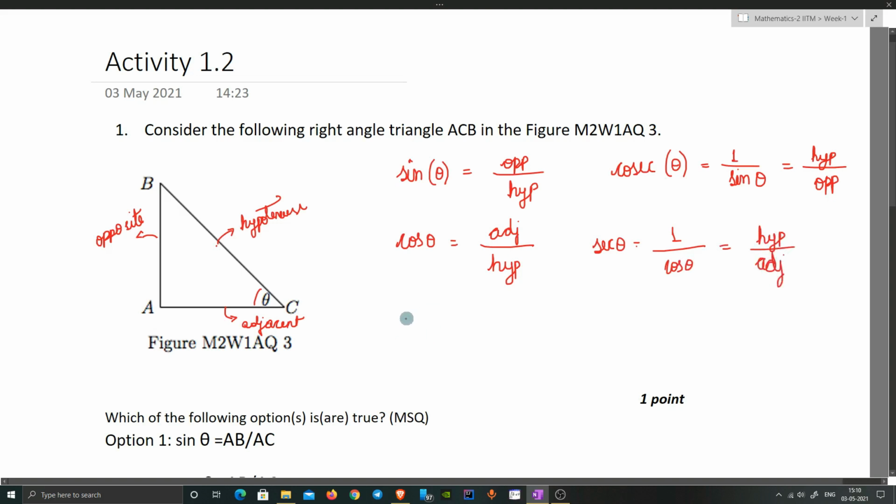The last ones: tan theta is given by opposite side divided by adjacent side. Cot theta is 1 divided by tan theta, that is adjacent side divided by opposite side. Now if we substitute these side names in these formulas, we'll directly get the answers, right?